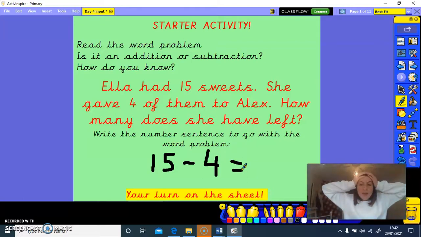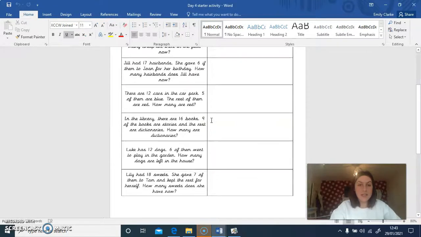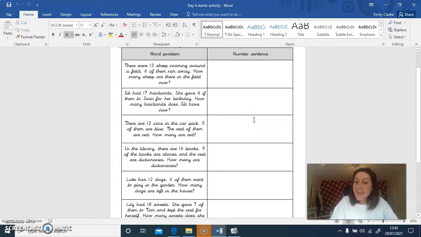So I've got 15 in my head and I'm going to count backwards. I could also use a number line to help me too, but I'm going to try and do it in my head. So 15, counting backwards, 14, 13, 12, 11. 4 have been taken away from 15 in my head. The answer is 11, or like I said, you can use the number line that I have added on the website to look at and help you jump back. Okay, lovely. So 5 minutes or so to do this activity starter here. You have got to do the number sentence for these word problems. Enjoy. See you in a minute.